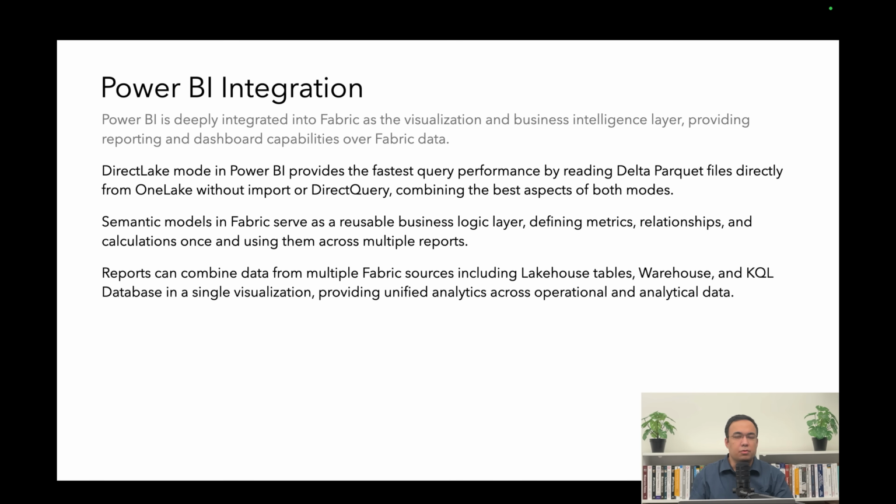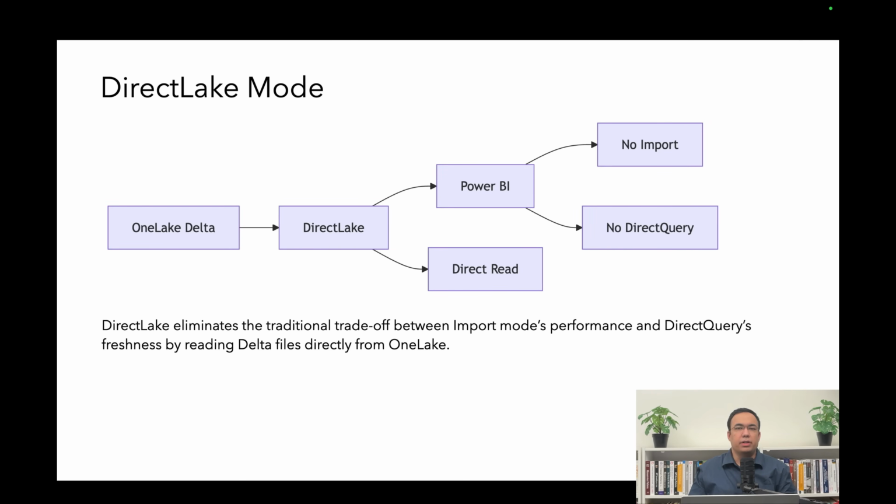Reports can combine data from multiple Fabric sources. A single Power BI report can include data from Lakehouse tables, warehouse tables, and KQL database all in the same visualization. This provides unified analytics across operational and analytical data without having to consolidate everything into a single data store first. Let me explain Direct Lake mode in more detail because this is very important in Power BI.